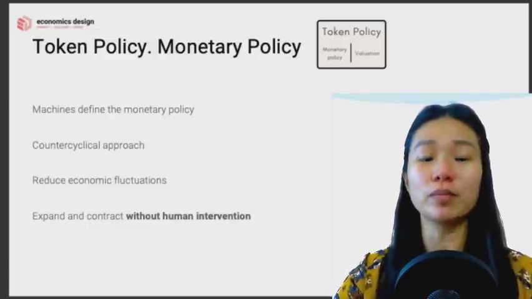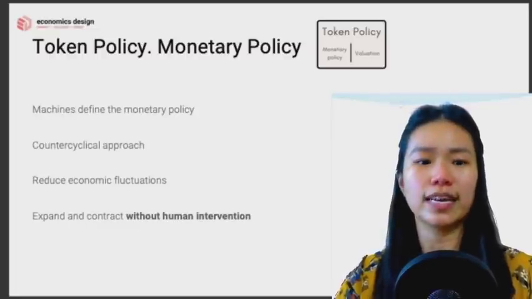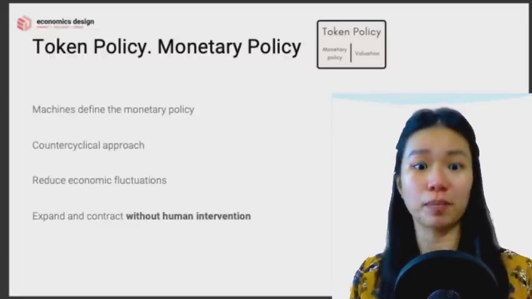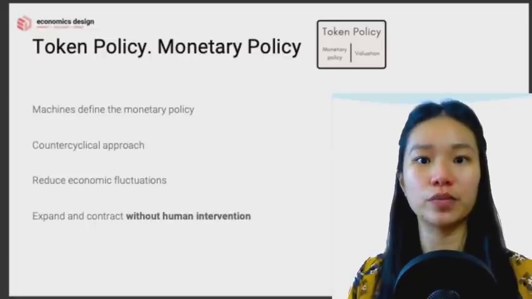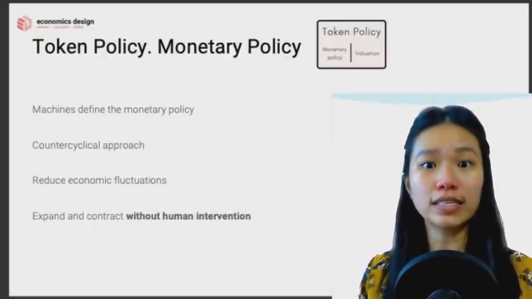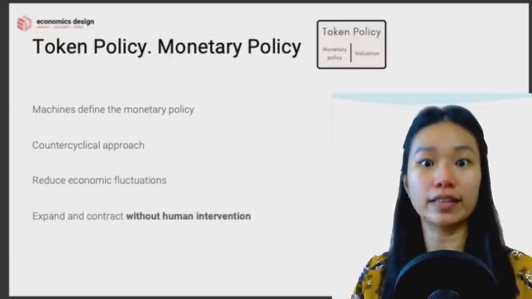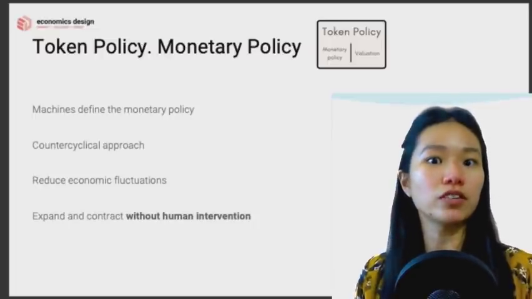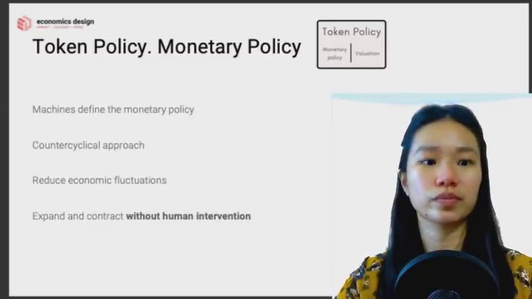The entire part of the machines defining monetary policy is really just to expand and contract the supply without human intervention. And that's how they can remain politically independent, and that's how the machines can be running it. That's how you have a different form of governance compared to other systems.